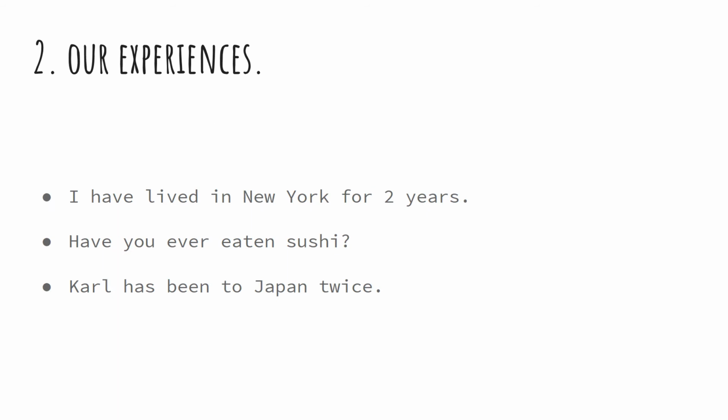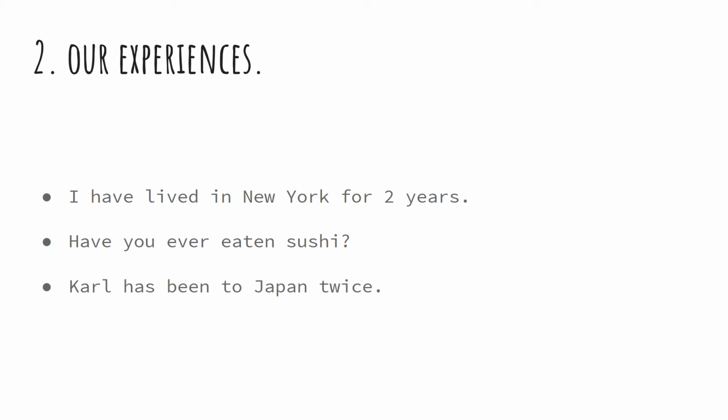Number 2, to talk about our experiences. Experiences are the things we do in our lives. For example, reading a good book is an experience, or riding a bike is an experience. Eating in an Italian restaurant is an experience, or visiting Japan is an experience. So when we talk about experiences in our lives, since our lives are not finished, you need to use present perfect tense.